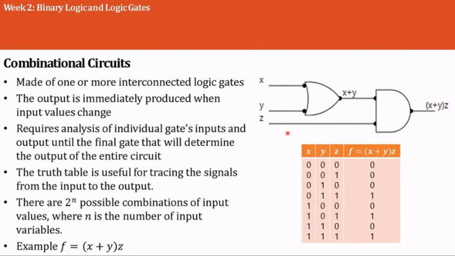If we observe the number of inputs, we have X, Y, and Z. So these are our inputs. Using the formula 2 raised to n, wherein n is the number of inputs, we have three inputs: X, Y, and Z. So 2 raised to 3 is equal to 8. Therefore, we have 8 possible combinations.